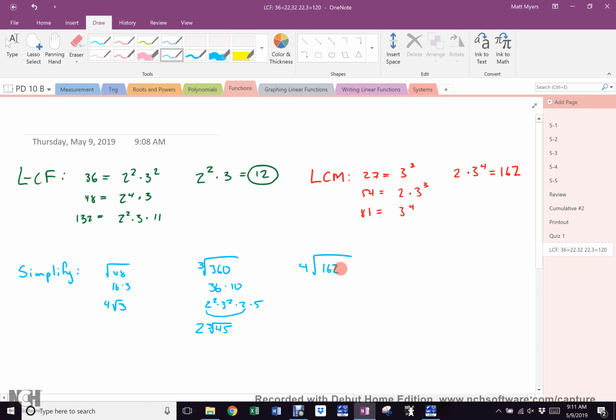Ladies and gentlemen, if you are looking on the back, the cube root of 360, but it's 4 root 162. Okay, the 3 with 360 is an index. The 4 with 162 is a coefficient. And the 3 with the other one is an index.